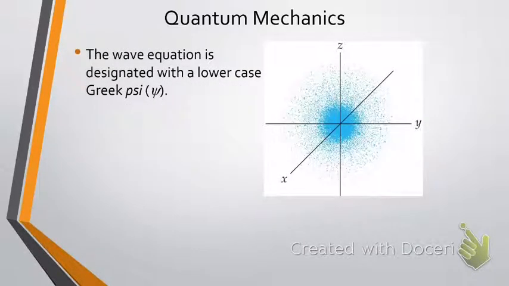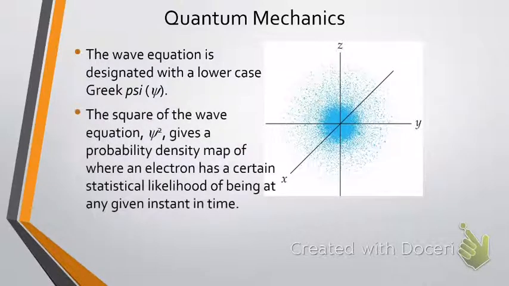This wave function or wave equation is designated with a lowercase Greek psi. What's interesting is that if you square the wave equation, it gives you the probability map, the density map of where the electron most likely could be at any given time. You've probably seen density maps with respect to population density or other fields. This is very similar, in the sense that there's a high probability that an electron is residing in this section, in that area. We just don't know exactly where, because the Heisenberg uncertainty principle limits us from knowing the exact location.